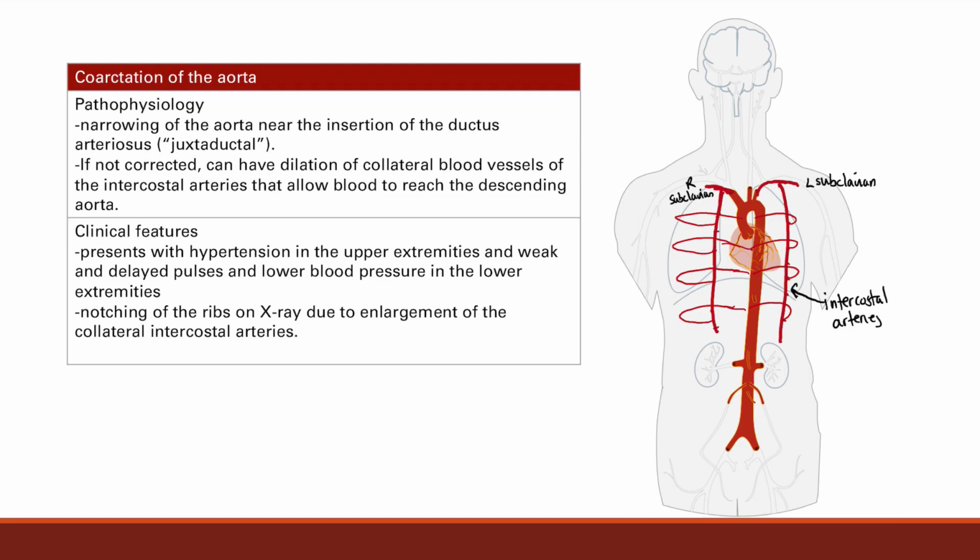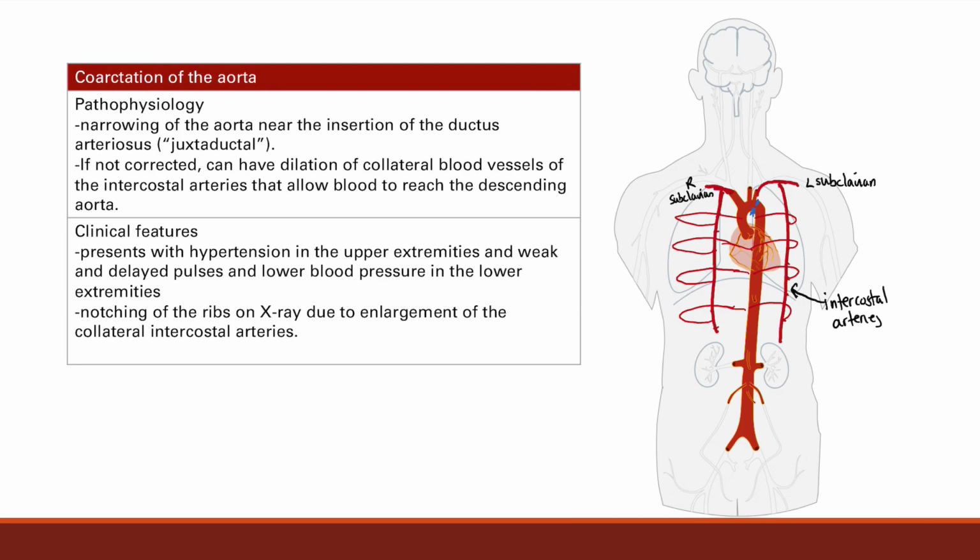Alright, finally we have coarctation of the aorta. Now this is a narrowing of the aorta near the insertion of the ductus arteriosus. And that's why it's called a juxtaductal problem, because it's near the insertion of the ductus arteriosus, which was right here. We can remember we said. So it's going to narrow around here. And if it's not corrected, you're going to have dilation of collateral blood vessels of the intercostal arteries that allow blood to reach the descending aorta. Because as you see here, if we block this area, we just block blood flow to the descending aorta. Blood can still go to the upper extremities. We just talked about that, remember? We can go through the subclavians, we can go through the brachiocephalic trunk.